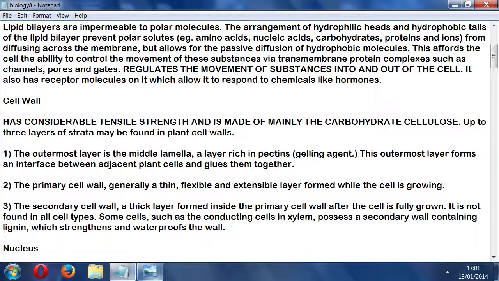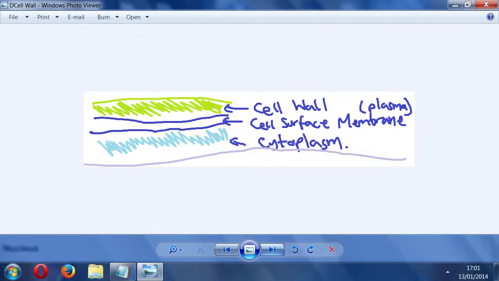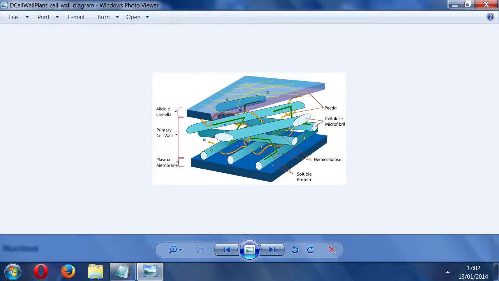Okay, so let's see what we've got in the picture for the cell wall. So here we go. We can see we've got the cell wall there, surface membrane, and the cytoplasm. So just another layer. Okay, here's the picture of what we were speaking about. You can see the pectin there. You can see it's made of cellulose in those microfibers.